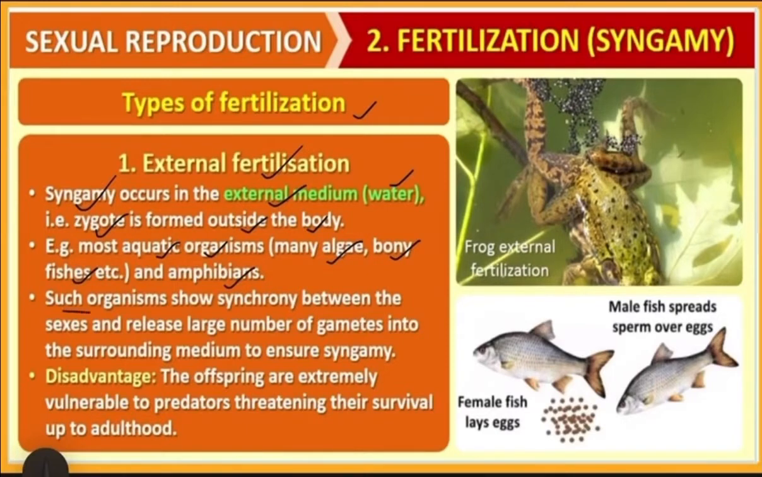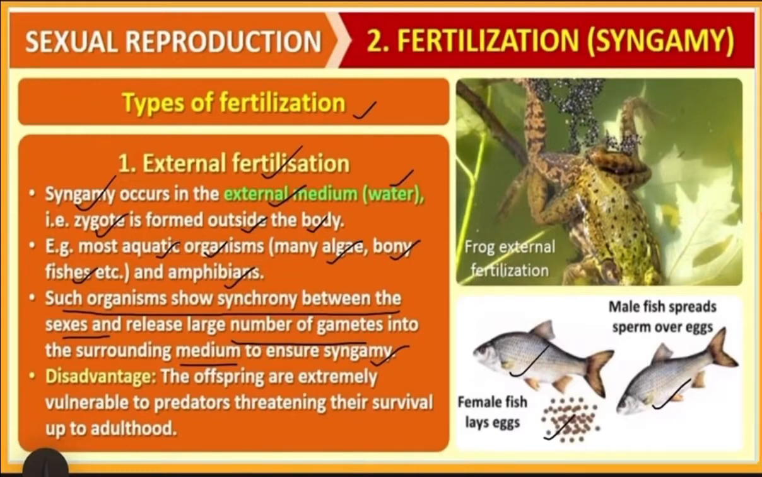Such organisms show synchrony between the sexes, means male and female sexes are very much synchronized. Female fish, here you can see, produce a large number of eggs and males produce a large number of sperms at one time in water. And the release of a large number of gametes into the surrounding medium is there to ensure syngamy. So that syngamy can definitely happen, that is why they produce a large number of gametes.